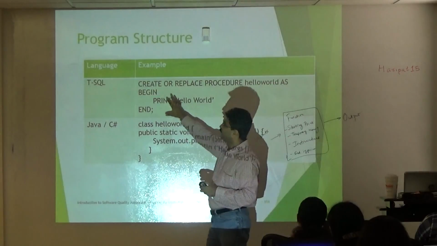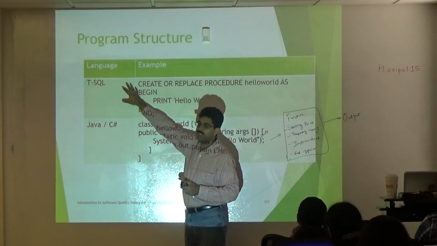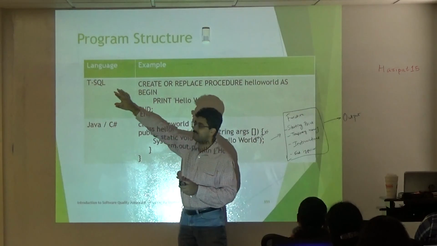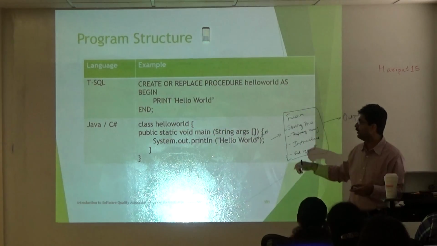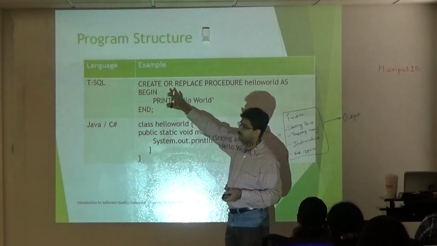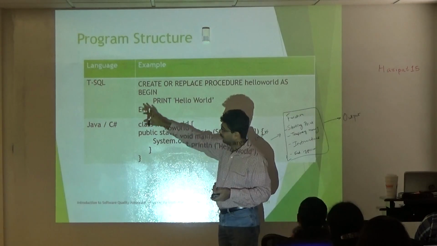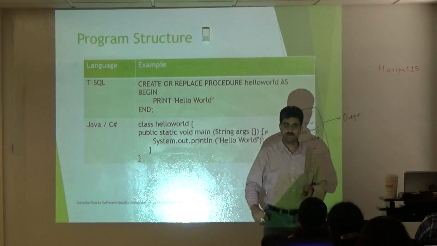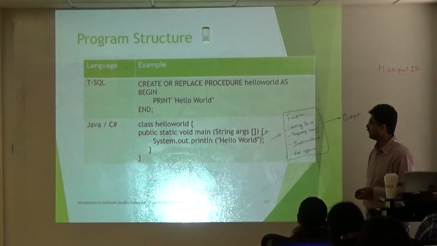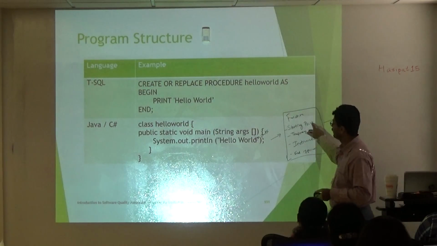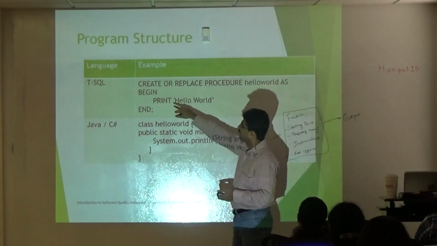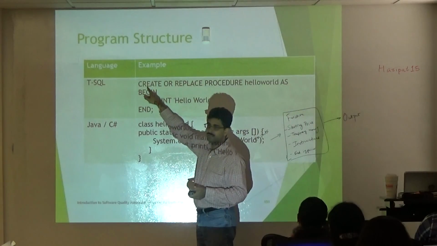So here are two different languages. One is the SQL language. T-SQL is nothing but Transact-SQL. When you work with databases, you're going to use a language similar to this one, SQL. And this one is a programming language, Java or C#. Okay. And here if you look at it, the starting point, in this case, it's telling you a begin.